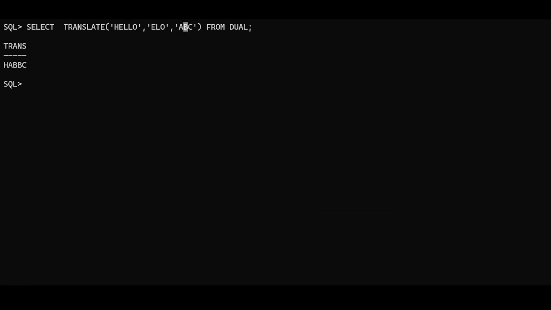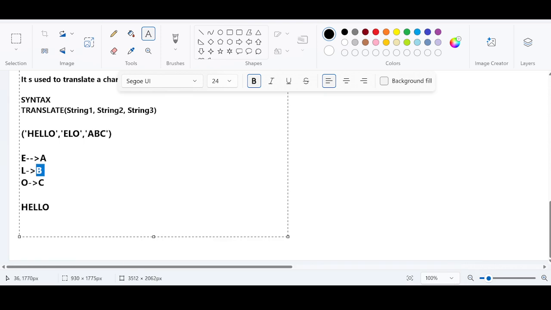So look at the mapping here. L has to get replaced by B, which means the two L's here have to get replaced by B. And E is replaced by A, and O is getting replaced by C. So each and every character will map to another character according to the sequence that you are providing here. This is the sequence that you have provided, ELO. According to this sequence, each and every character gets mapped from one character to another character.